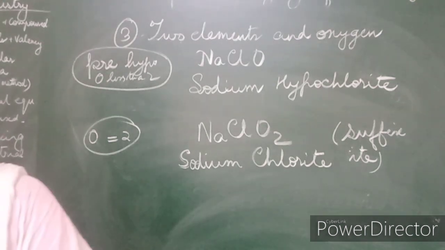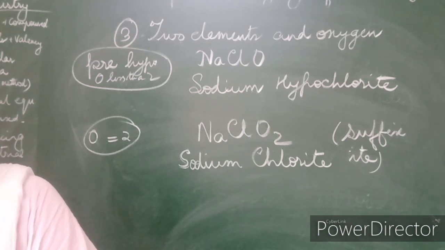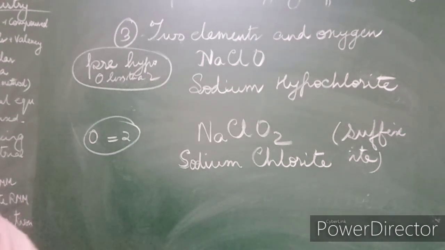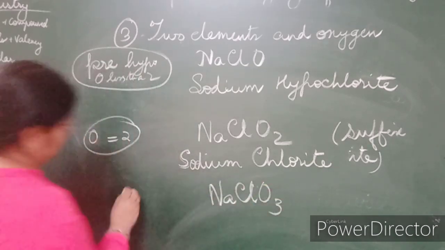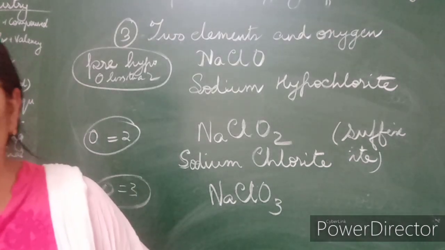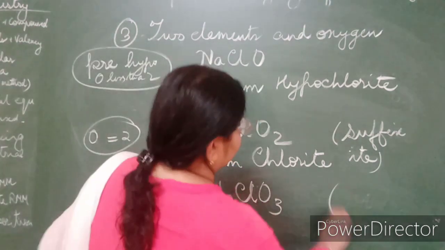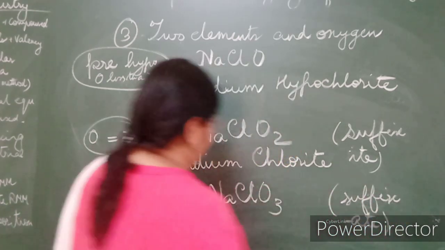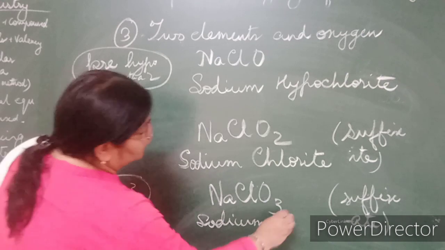Fine. The next case. What will happen if the number of oxygen atoms is 3? How do we name it? Let's see NaClO3. Here oxygen atoms are 3. Then we use the suffix ate. So how will we name it? Sodium chlorate.